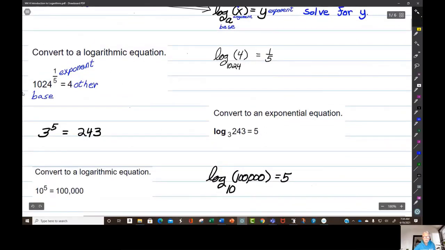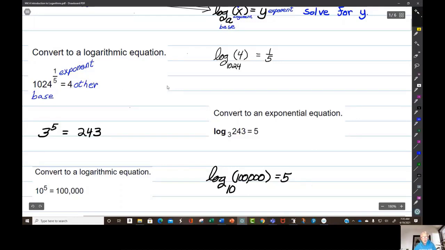So here's your first homework problem with my notes. 1024 raised to the 1/5 power equals 4. What we're supposed to do is not say, is that true or false? It's true. But instead, convert it to a logarithmic function. How would you say this in logarithms? So you have to look at the parts. 1/5 is the exponent. 1024 is the base holding up the exponent. And then there's this other number.